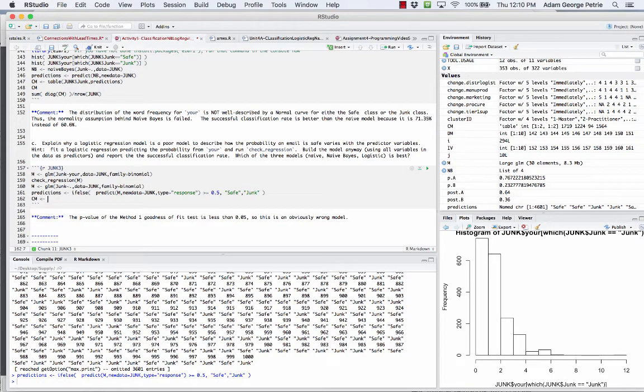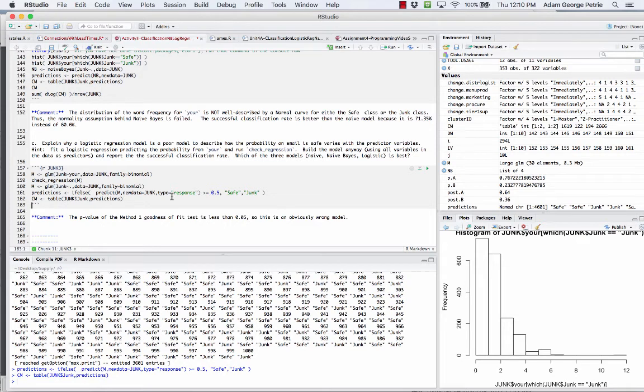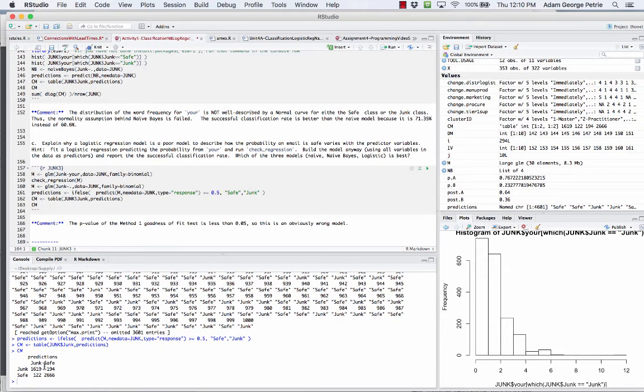And so now I can get my confusion matrix by making a table of the actual values as the first argument, and then my predicted values as the second argument. So let's look at the confusion matrix. Still a few errors, but looks a little bit more promising.